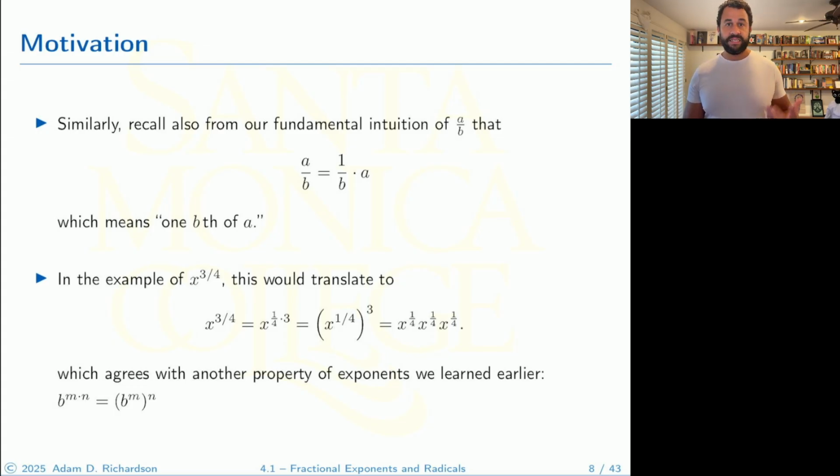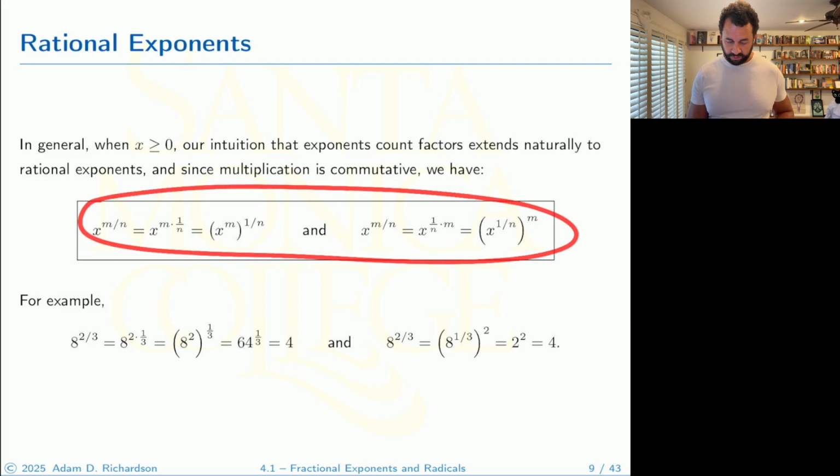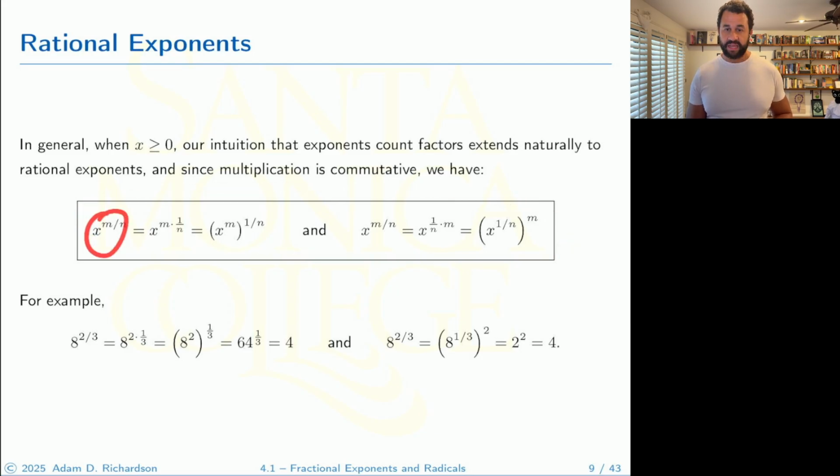So this idea of exponents counting factors extends naturally to rational numbers and rational exponents. And since multiplication is commutative, we have these two interpretations. So you can write x to the m over n as x to the m to the 1/nth, but you could also write it as x to the 1/nth to the m. So you can do both as long as the numbers are all right, right?